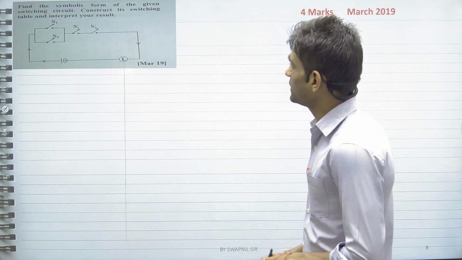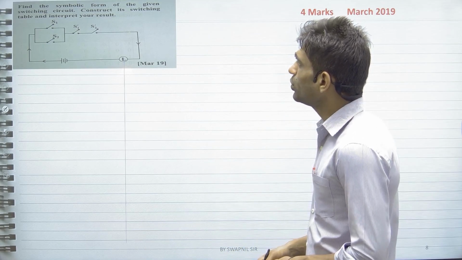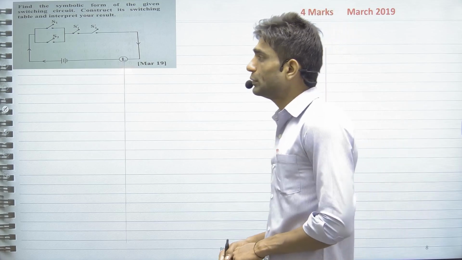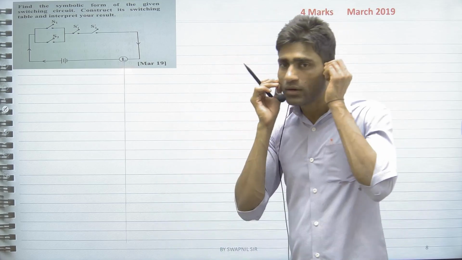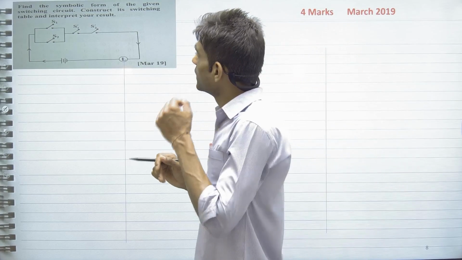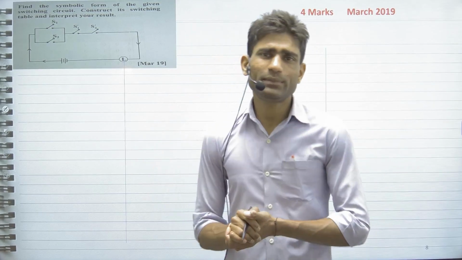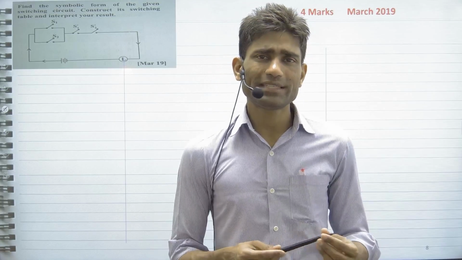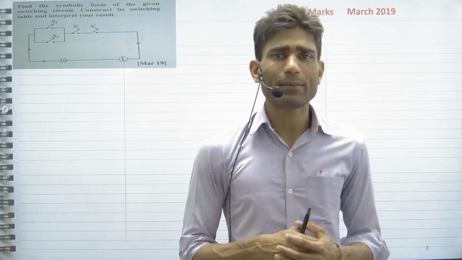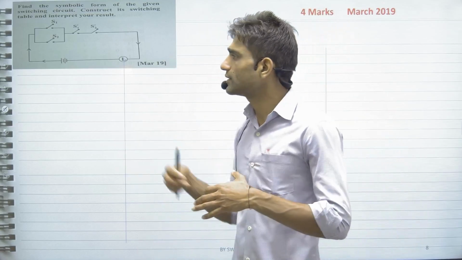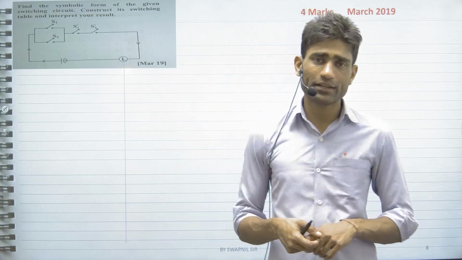Okay, so we have the switching circuit and need to draw the symbolic form, and then we have to use the truth table to simplify our circuit. So first of all, try to convert our circuit into the symbolic form. I have already taken a similar type of example in my previous lecture. So if you are interested, you may check that video in my playlist. The entire video is based on the symbolic form of a logic circuit.